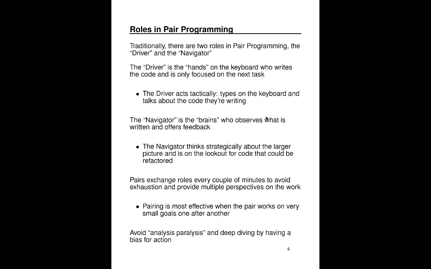Now, one of the benefits of having two people solving a problem is that it's easier to avoid analysis paralysis, where a person just gets stuck thinking about a problem, all the solutions, too many things to consider, can't get the ideas out of their head, and so then pairs tend to have a bias towards taking action. So instead of talking about a problem endlessly, try something out and see how it works.